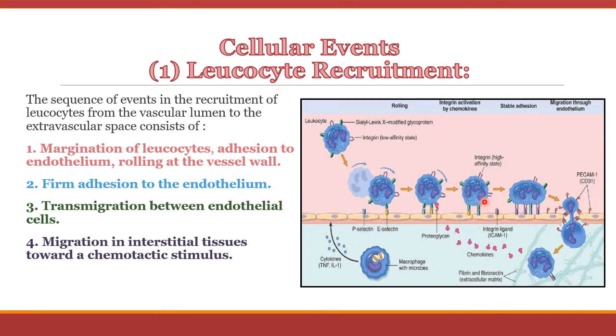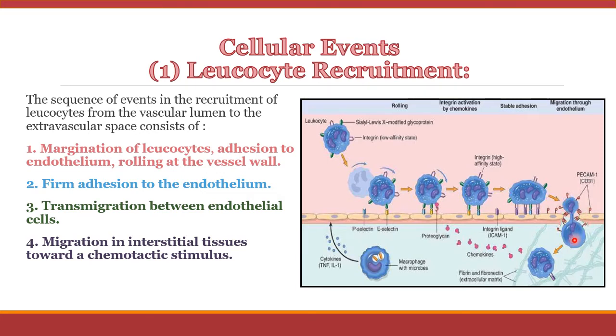Then the next step will be firm adhesion, strong adhesion, when the neutrophil is going to be stuck strongly or firmly to the endothelial cells through certain receptors we are going to talk about later. The third step is transmigration of the neutrophils between the endothelial cells. So the cells are going to exit the vessel through gaps in the vessel wall between the endothelial cells. So this is called the transmigration.